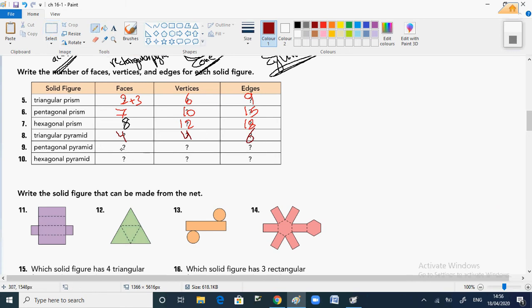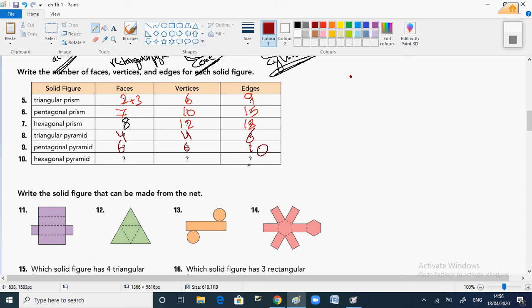And pentagonal pyramid, I have 5 faces around, 5 triangles, and 1 base, that means I have 6. For vertices, I have 1 up and 5 down, that means I have 6. For edges, I have 5 in the base and 5 connected to the head, that means I have 10.